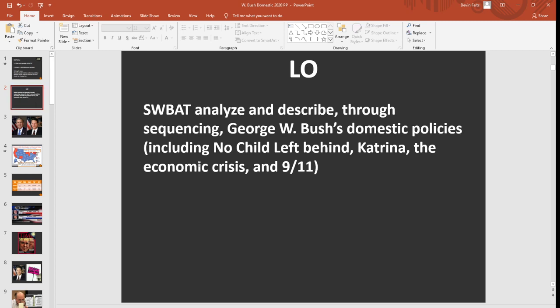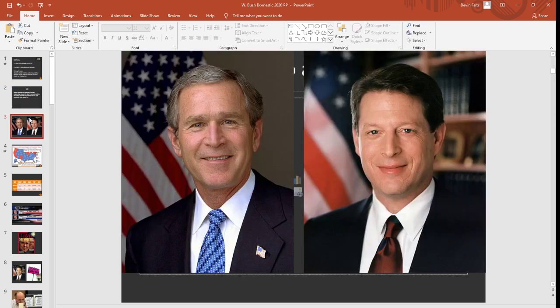So the learning objective, again, we're going to talk about George W. Bush, and then specifically we're going to talk about his domestic policies. That includes No Child Left Behind, Katrina, and the economic crisis of 2008, and 9/11.